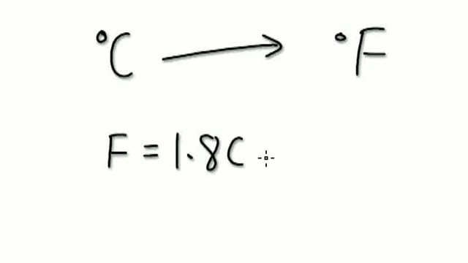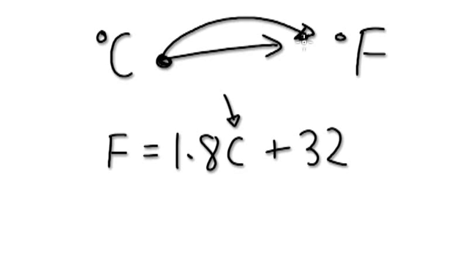In the last video, I showed you how to jump from degrees Celsius to degrees Fahrenheit by using this formula here. F equals 1.8C plus 32. So that would take us from C here. We can jump to F.